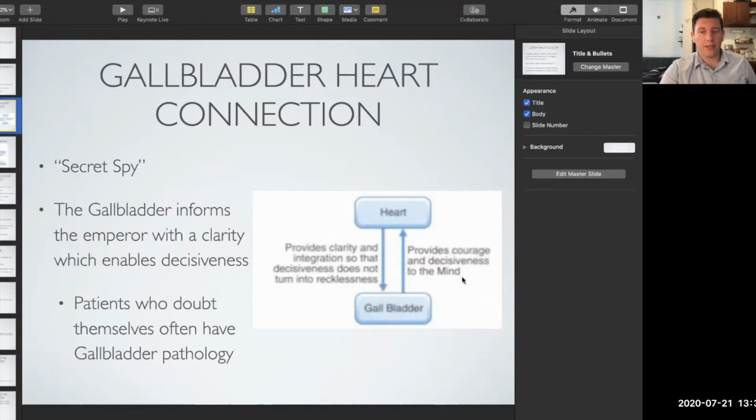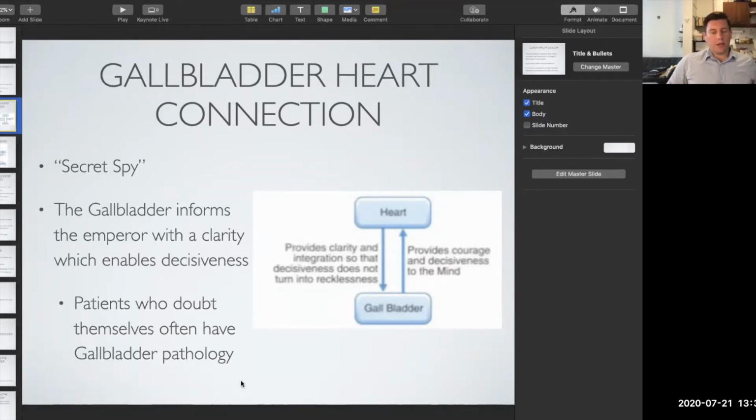The gallbladder provides courage and decisiveness to the mind. Matthew just got this whole thing about the mind being in the heart, which is not accurate at all. And the idea that the heart provides clarity integration so that decisiveness does not turn into recklessness is kind of true. That's more of a lung function, but we'll get into that. We're just going to spend a minute on Chinese medical psychology here.